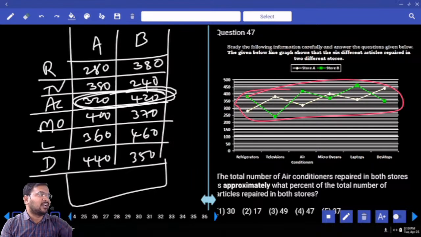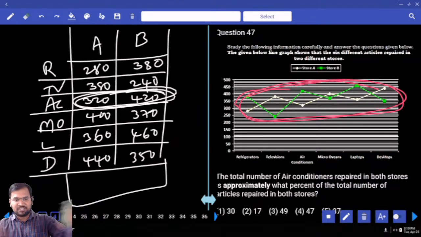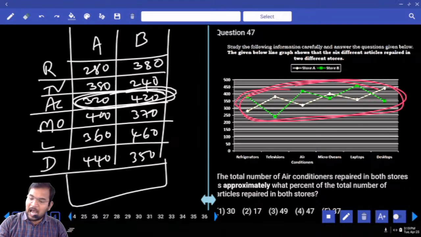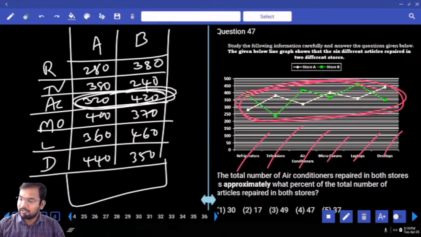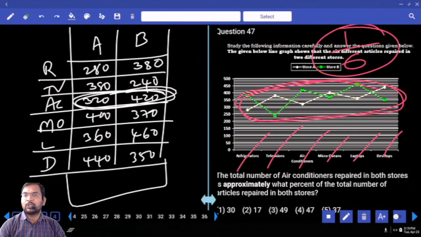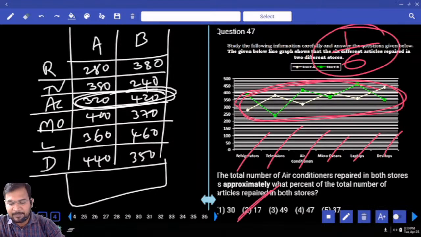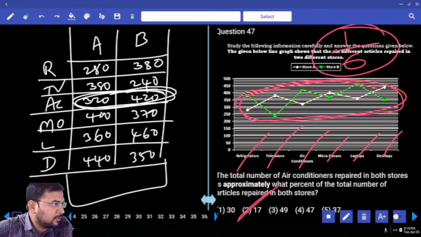Almost all are in the same range, so how many are there here? 6. Therefore your answer is 1 by 6. Total 6 articles, and air conditioners is 1 article. 1 by 6 is nothing but 16 2 by 3. So approximately, your answer is 17%.